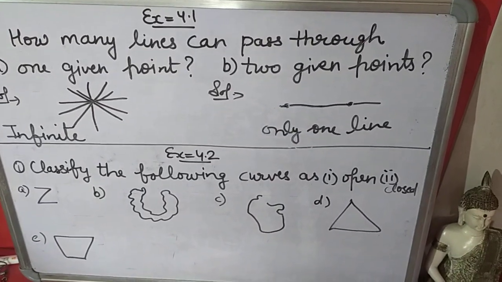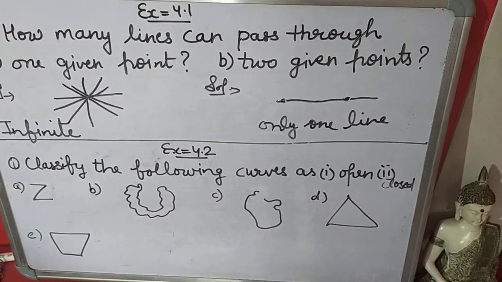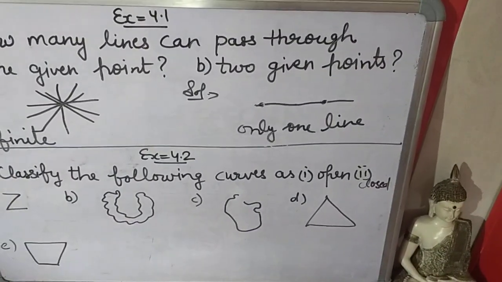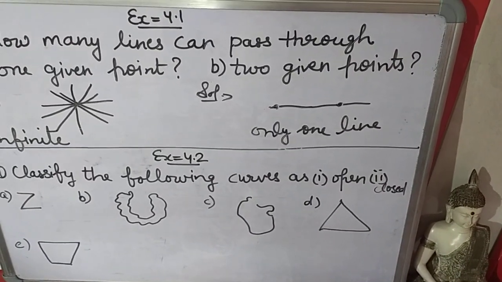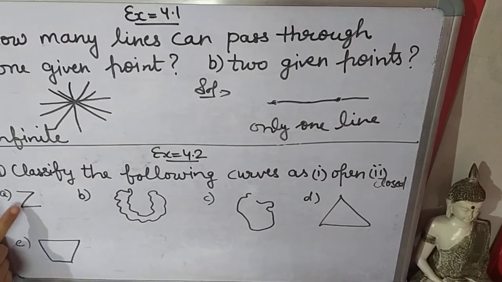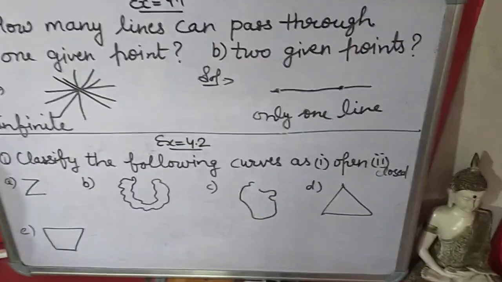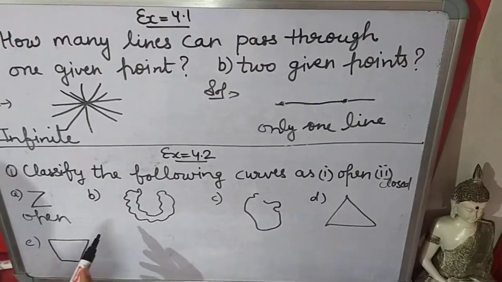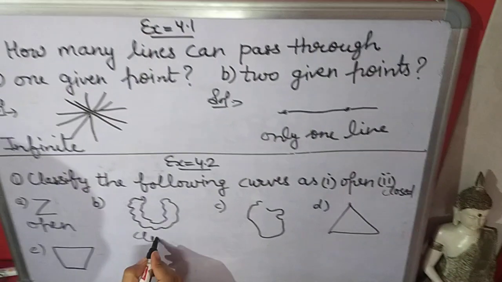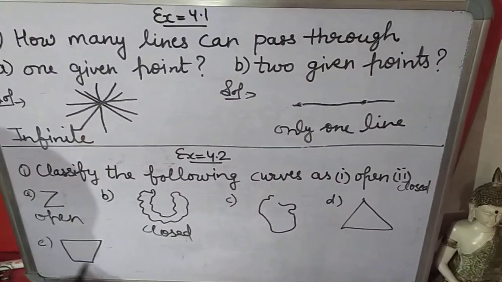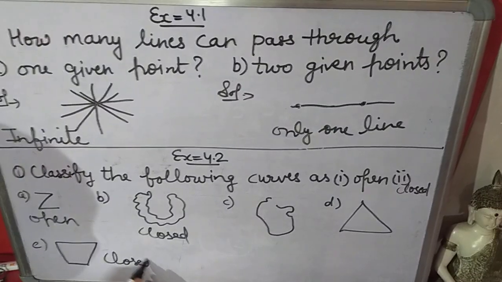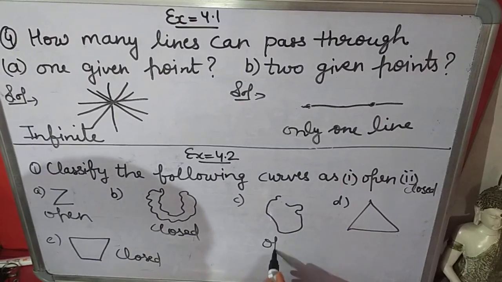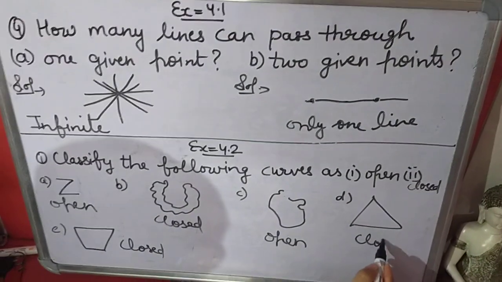Next, first question of exercise 4.2. Classify the following curves as open or closed. You have to tell whether these curves are open or closed. This is an open curve because it is open from that side and from that side. This is closed. Why? Because it is closed from all directions. This is also closed. This is open because it is open from here. So this is an open curve and this is a closed curve.